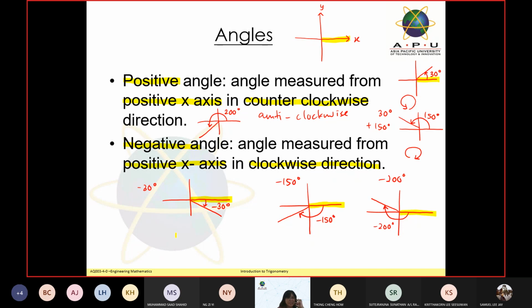Students, can you understand the positive and negative angle? Yes, okay. Then I will continue.